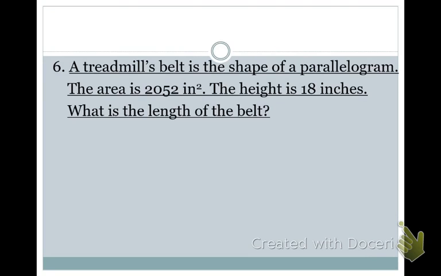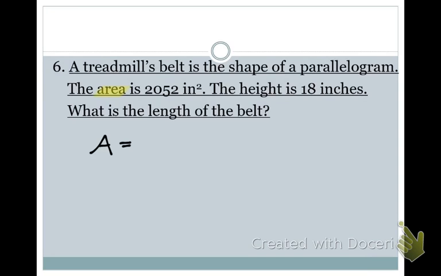A treadmill's belt is the shape of a parallelogram. The area is 2,052 inches squared. The height is 18 inches. What is the length of the belt? So since I see here that it's talking about the area, I'm going to go ahead and use the formula that has to do with an area of the parallelogram. Remind me again, what is it? A equals B times H.